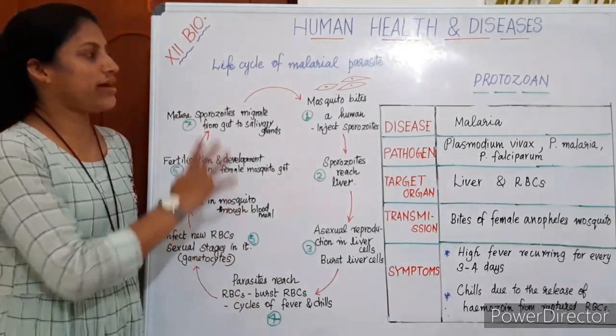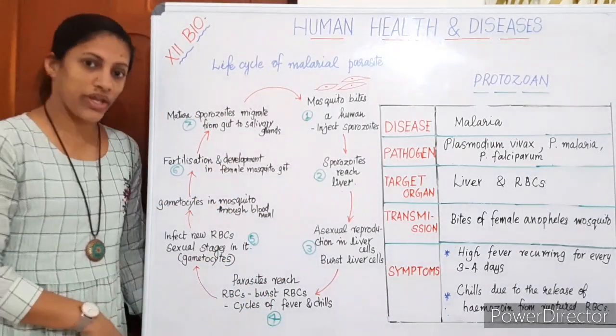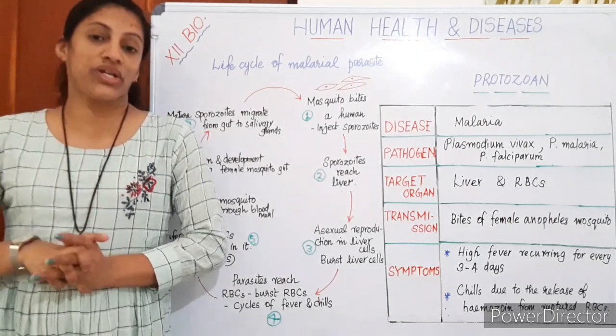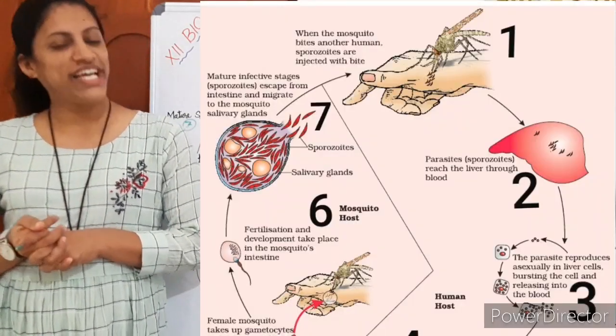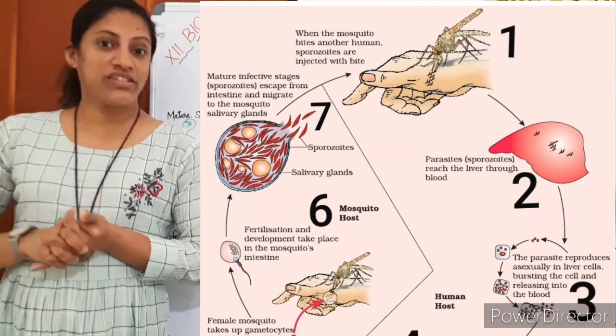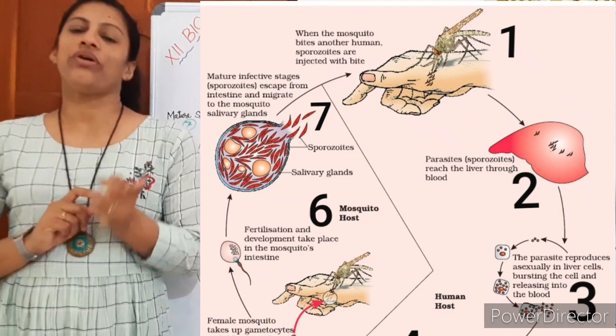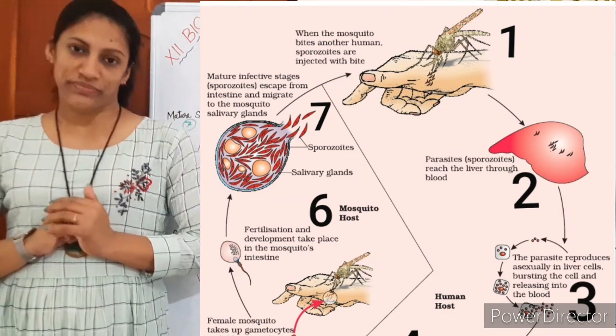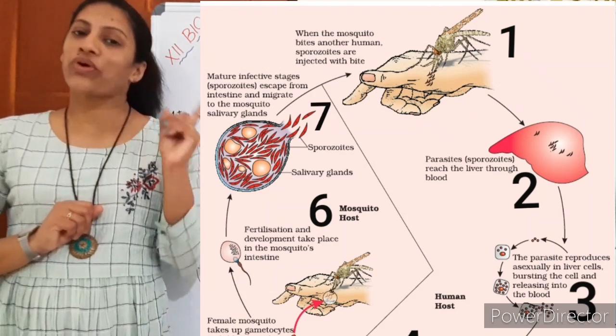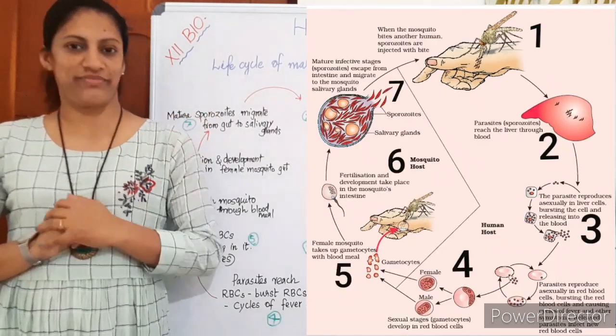So just learn once again. With the help of a diagrammatic picture, I will explain it. Just listen. The first stage: mosquito biting human, delivering sporozoites to the human body.